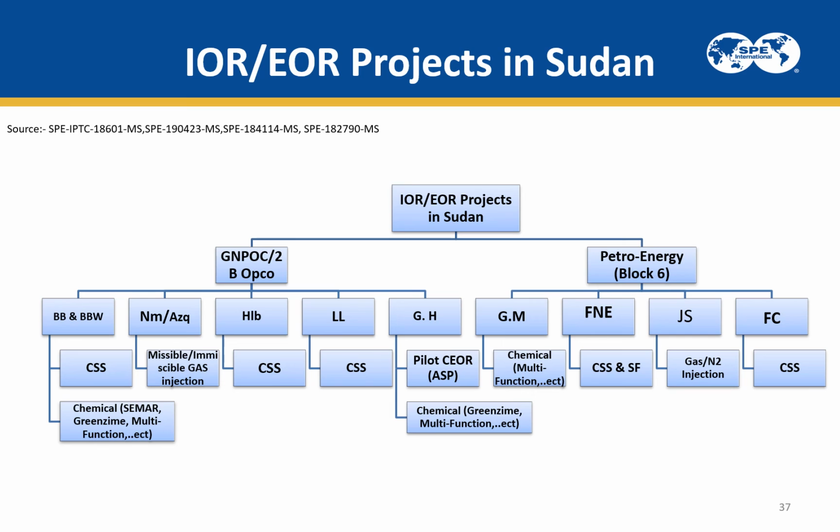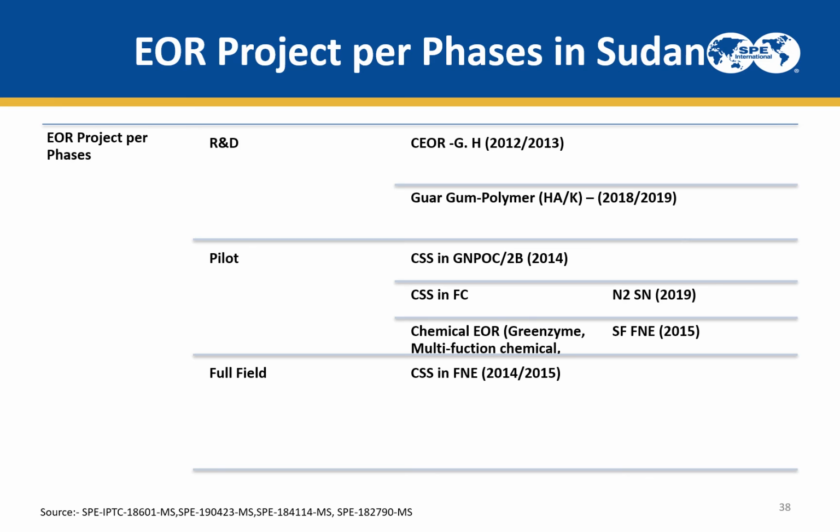For the other companies, PDO Energy, for GM field, multifunction chemical EOR has been tested. CSS and steam flooding has been implemented in CSS, gas injection and nitrogen injection in GS, and in FC, CSS has been implemented. These EOR projects are in different stages.